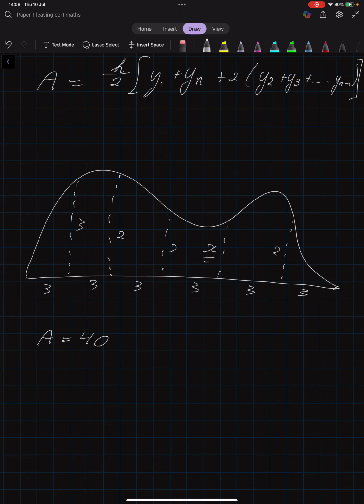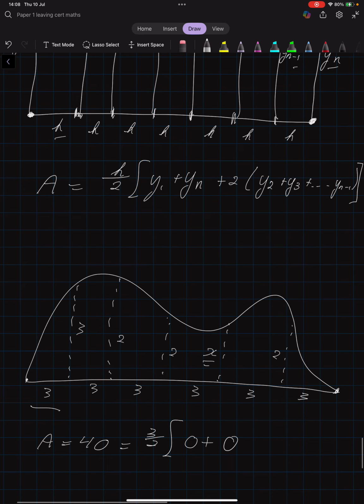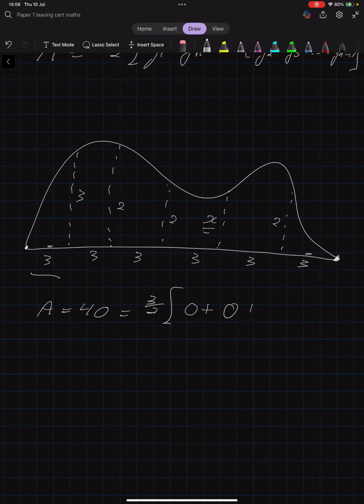So in this case, you would say, okay, 40 is equal to h over 2. What are these lengths? They're 3. So it's 3 over 2 into, what's the first height? The first height is 0. What's the last height? The last height is also 0. Now, how do you tell if it is the first height or the last height? The first height is always the left-hand height of the very first section, and the last one is always the right-hand height of the very last section. The height of this section here on the left is 0, and the height of this section on the right is also 0. That's where I got these two numbers from.